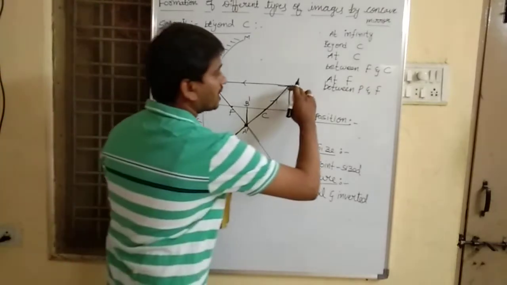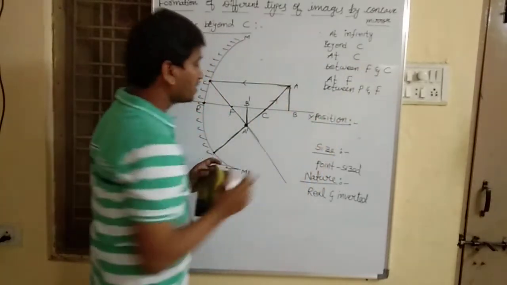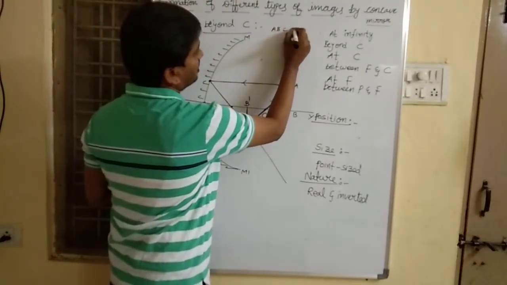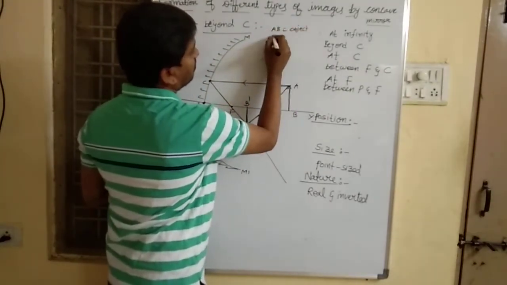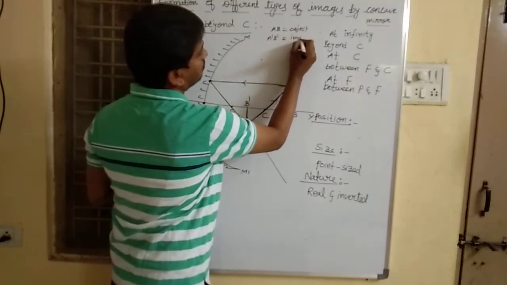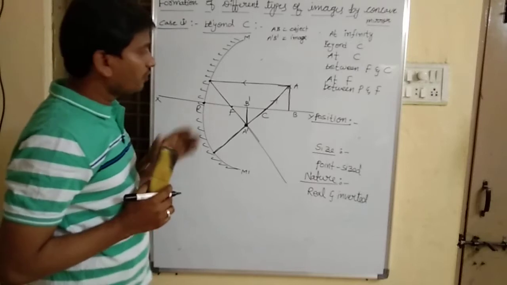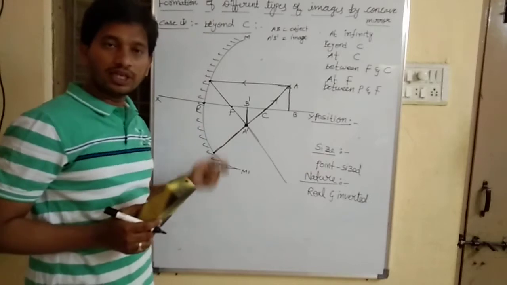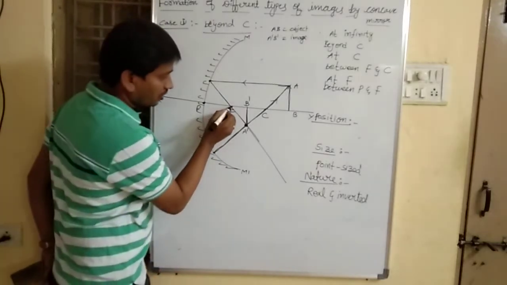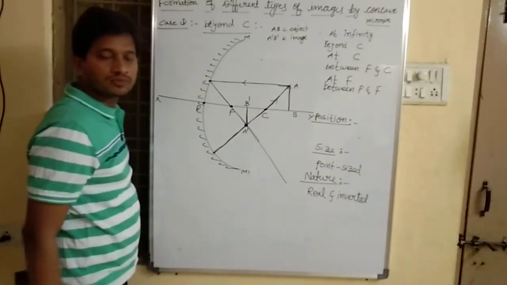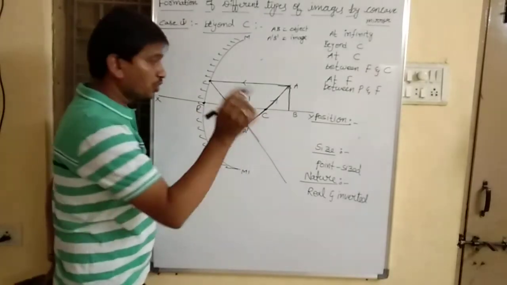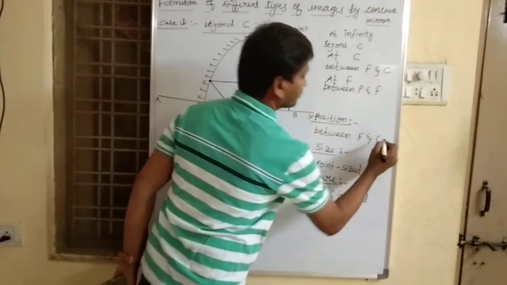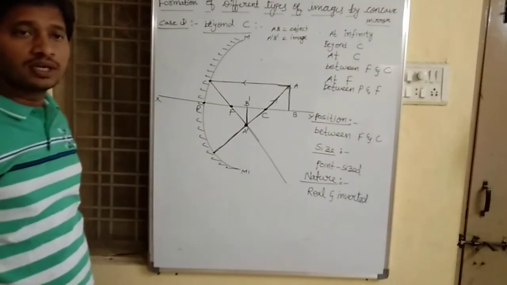If you place an object beyond the center of curvature, AB is our object and A dash B dash is our image. Where do we get the image? We get the image between F and C. The position of the image is between F and C.